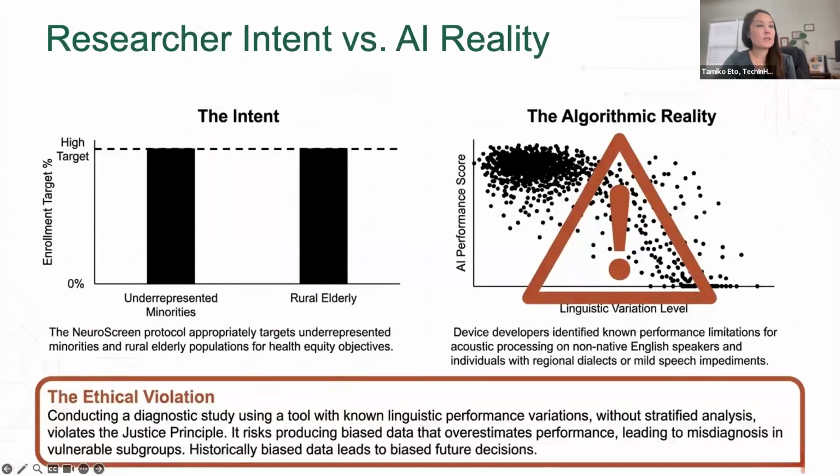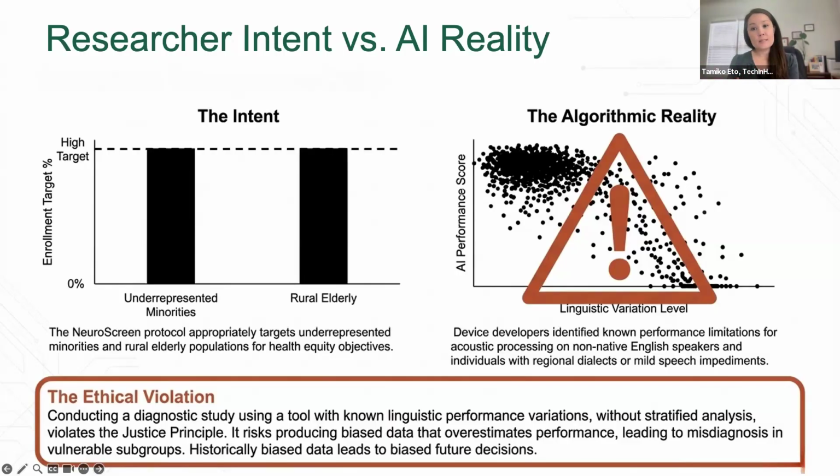So here's a dynamic that shows up consistently in AI protocols, a genuine disconnect between what the researcher believes their tool is doing and what it's actually doing. The researcher's intent with NeuroScreen is legitimate. They want to find early biomarkers of neurological decline using passive, non-invasive monitoring. And they're not trying to harm anyone. They believe what they're building is a helpful tool.